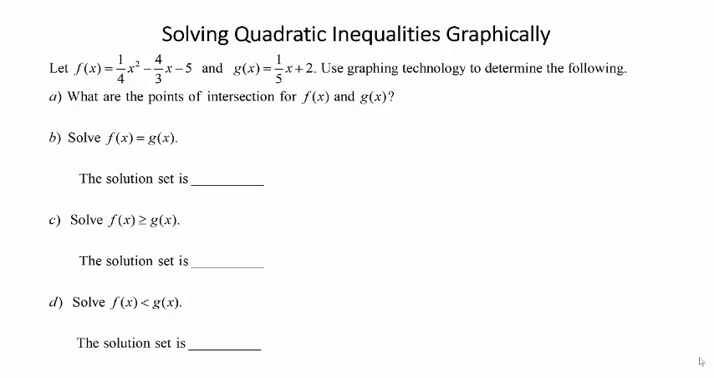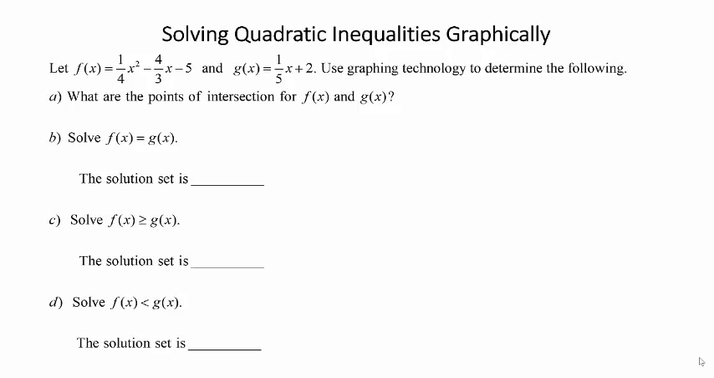All right, so the main difference between these problems and the ones that we have done previously is that we're putting function notation into the mix, and that's about it, okay? So we're letting f of x be equal to 1/4 x squared minus 4x minus 5, and g of x equal to 1/5 x plus 2, and we're being asked to use graphing technology to determine the following.